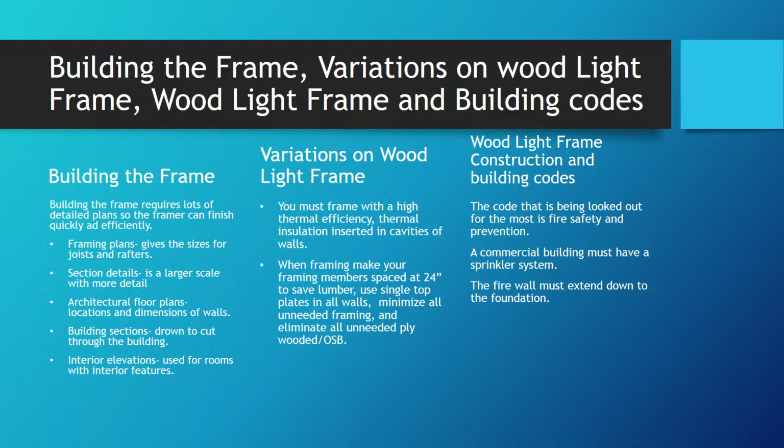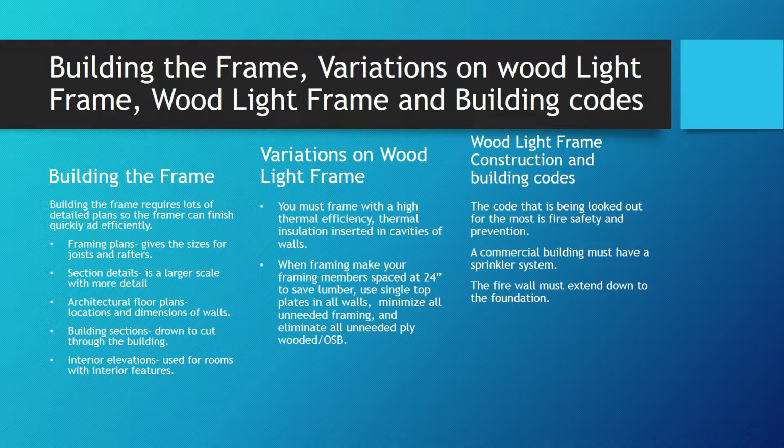So start off with building the frame. Building the frame requires lots of detailed plans so the framer can finish quickly and efficiently. Framing plans give the sizes for joists and rafters. Section details are a larger scale with more detail. The architectural floor plans show the location and dimensions of walls. Building sections are drawn to cut through the building. Interior elevations are used for rooms with interior features.